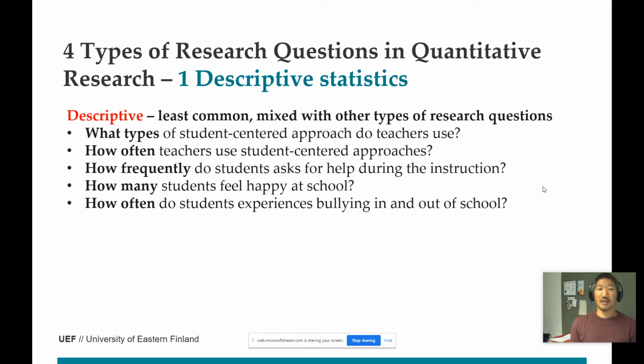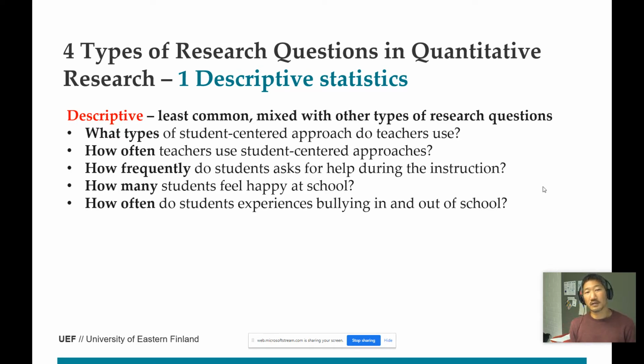Under these two statistics, there can be four types of research questions. The first one is descriptive research questions. This type of research question is the least common, especially at the master's degree level, so it is mixed with the other types of research questions in a quantitative study. But at the same time, it can be used on its own if you only use this kind of basic research method.